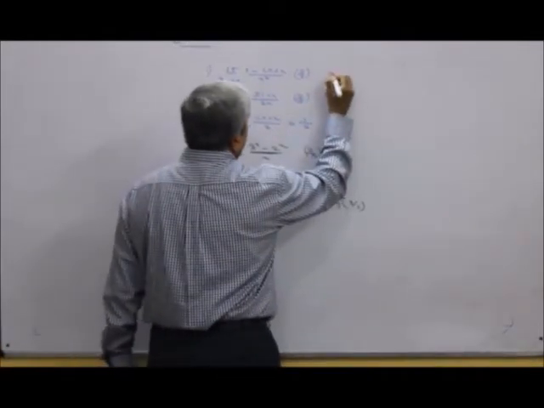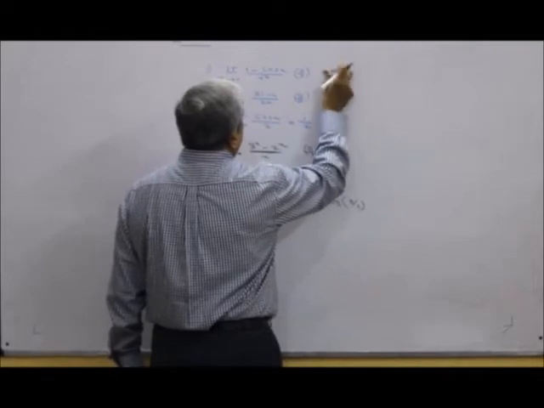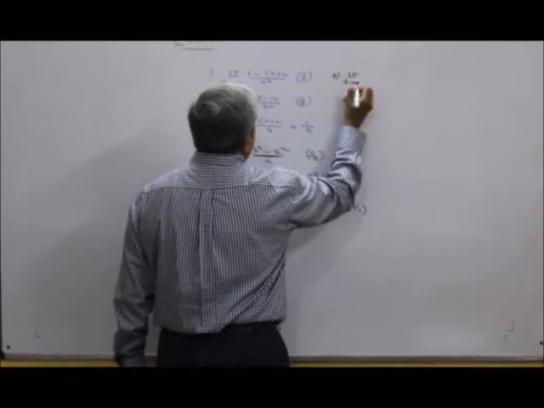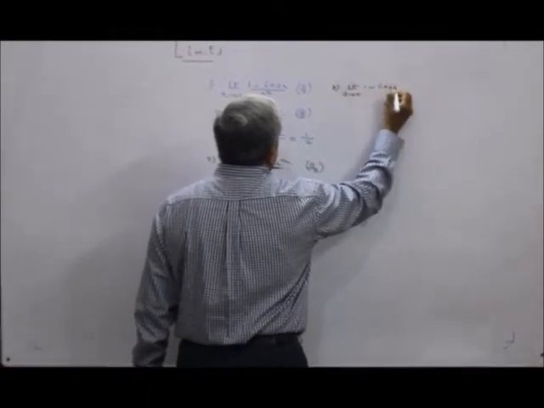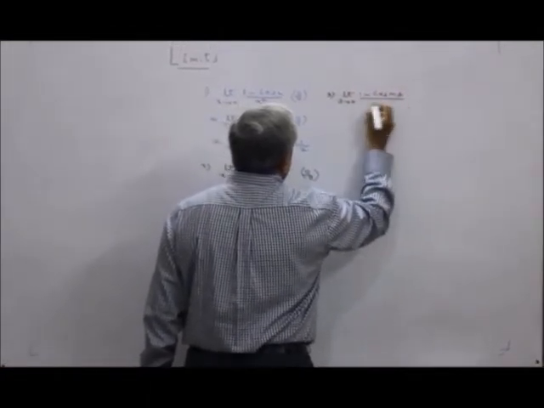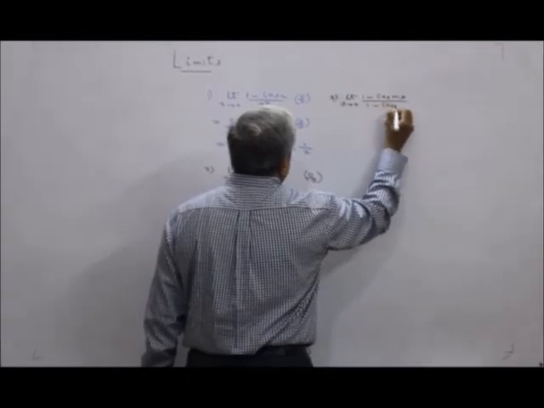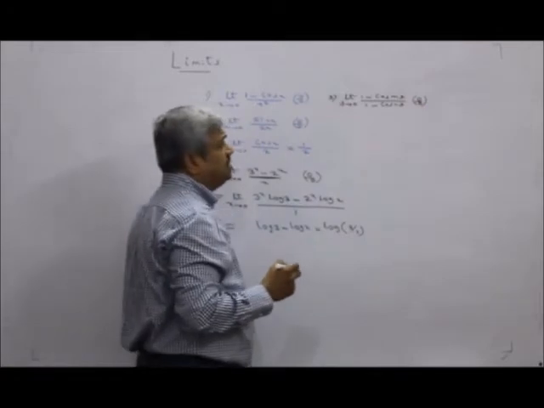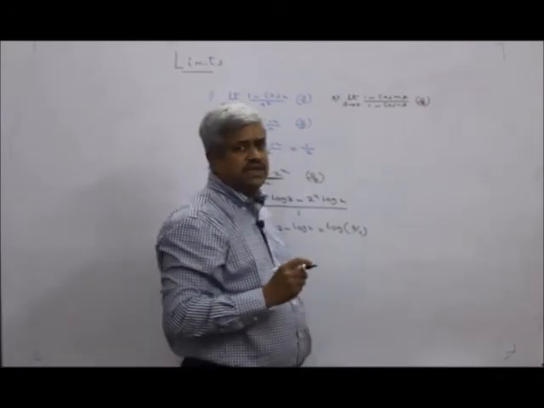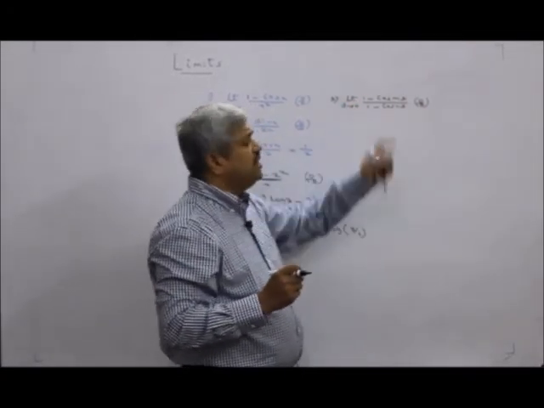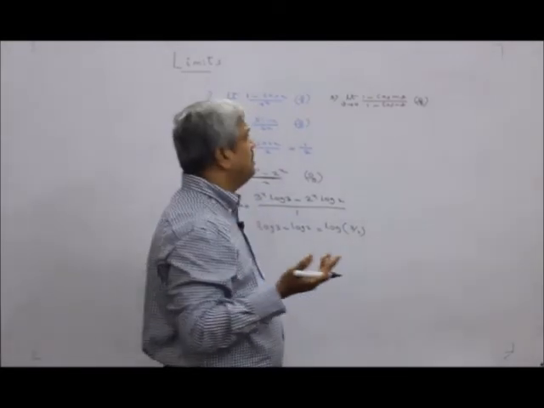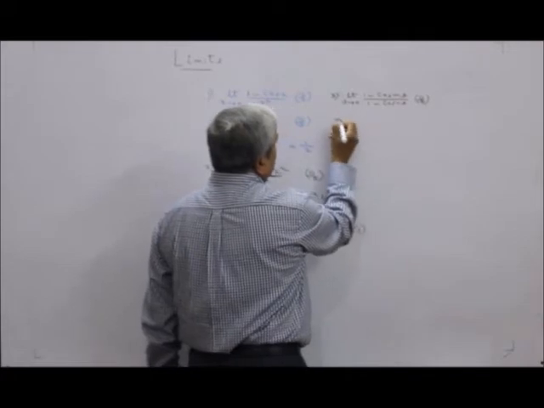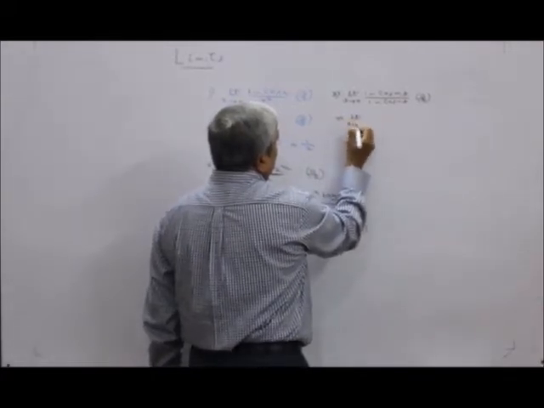One more problem I will teach you, the third problem. Limit theta tends to 0, (1 minus cos m theta) divided by (1 minus cos n theta). Substitute 0 in place of theta in the numerator as well as in the denominator. It will become 1 minus cos 0, that is 1, and 1 minus 1 is 0. Similarly, 1 minus cos 0, 1 minus 1 is 0. So it is in the form of 0 by 0.